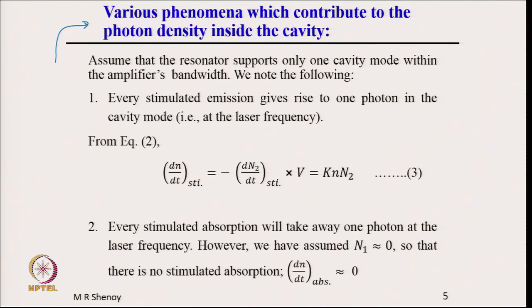All right. Let us see what are the various phenomena which contribute to the photon density inside the cavity. Assume that the resonator supports only one cavity mode within the amplifier's bandwidth. This we have discussed in detail in the previous class, where we had said that we can always choose a resonator or a medium and a transition such that, although this is the G nu spectrum or the gain spectrum, we can have only one oscillating longitudinal mode in the laser resonator, nu q.